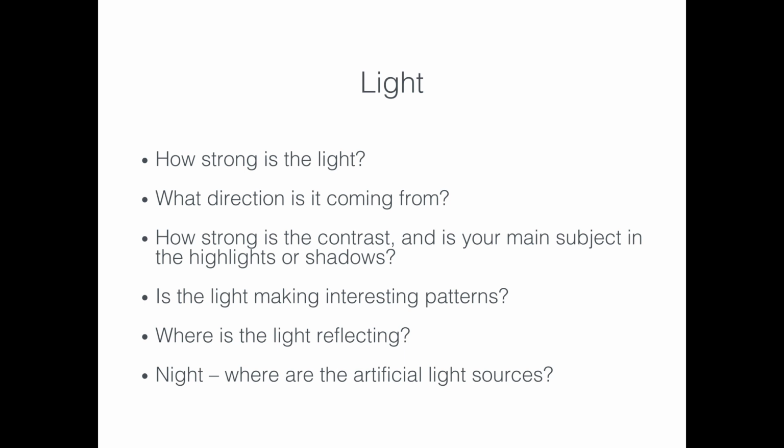How strong is the contrast? And is your main subject in the highlight or shadows? Definitely can make or break a photograph. Is the light making interesting patterns that can make for a really interesting background? Where is the light reflecting? One of the best things about New York, big avenues, is that the sun hits off the bright concrete and reflects into people's faces. So you can have the sun behind someone, but they still have this incredible glow, which, in the right situations, can look absolutely amazing and make your photograph.